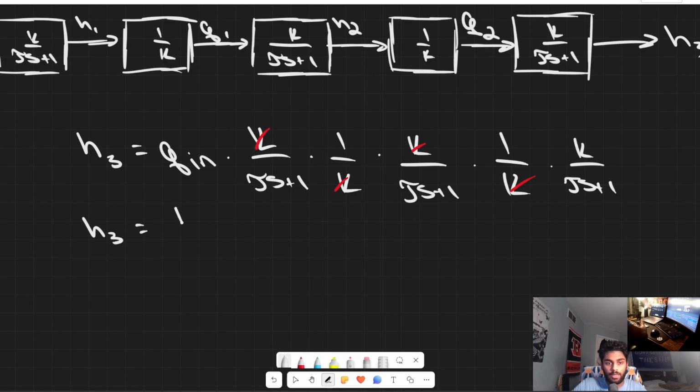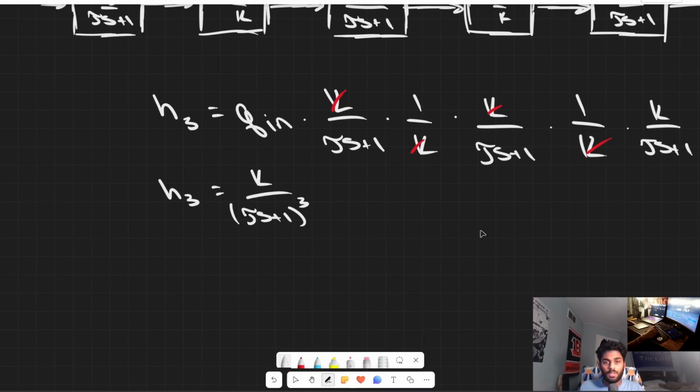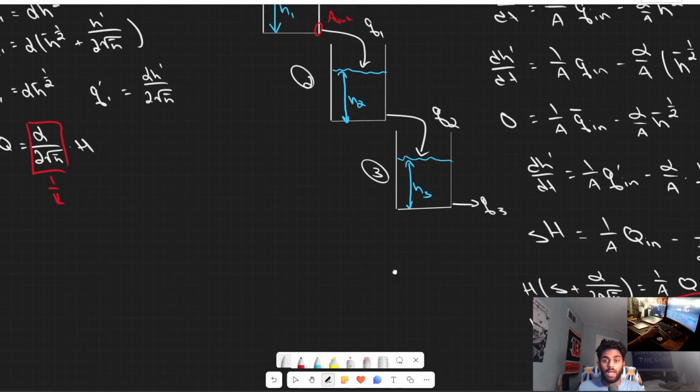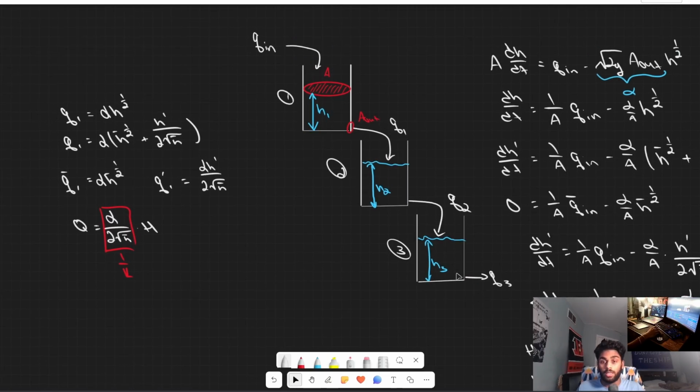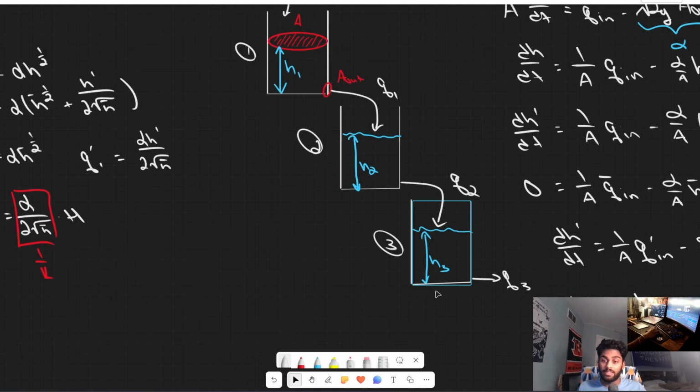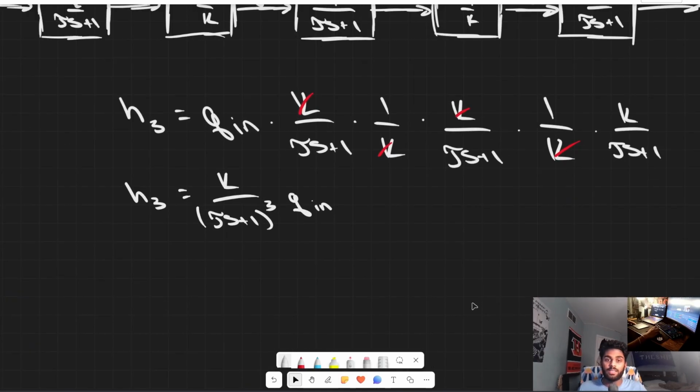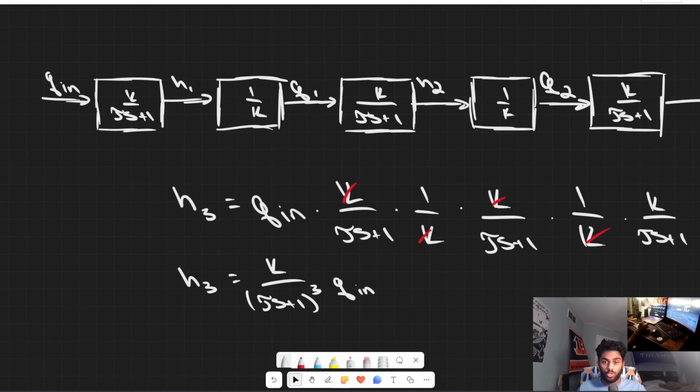We have K over tau S plus 1 cubed times Qn. So what we have now is actually a third order transfer function, which makes sense because in order to get to our final tank height, we need to go through 3 different tanks. So there are 3 orders in order to get to our height in tank 3, which is why it wasn't making sense initially. It was drawing out to just be a second order transfer function instead of a third order transfer function, which is how I was able to catch that mistake.